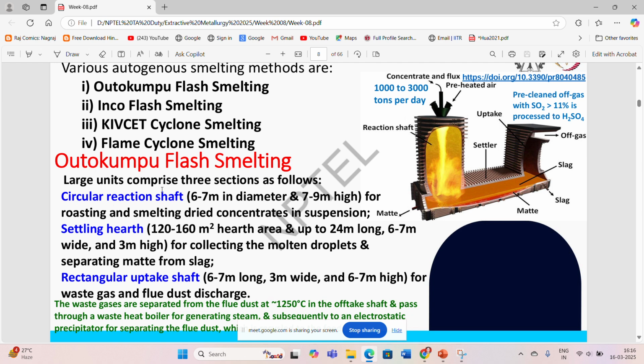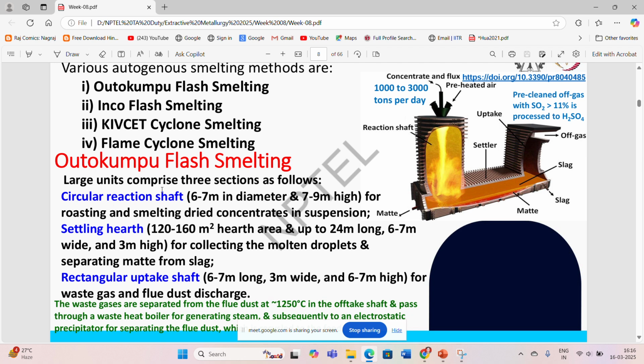So first, this furnace consists of three sections. One is the circular reaction shaft, which is generally 6 to 7 meters in diameter and 7 to 9 meters high. We generally use it for roasting and smelting dried concentrate in suspension. It generally produces the copper matte. Then the settling hearth collects the molten droplets and separates matte from slag.